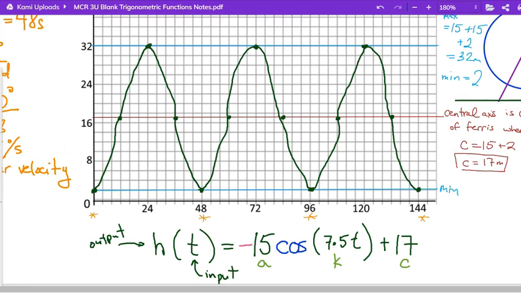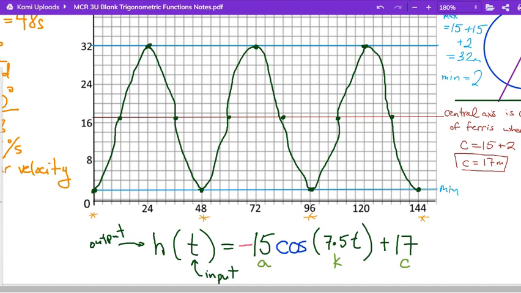So the question is, why is the central axis at 17? The middle of the Ferris wheel represents the central axis. We are told that the Ferris wheel is 2 meters off the ground, and the radius of the Ferris wheel is 15 meters. So you add these up. Does that make sense? Great, thank you.